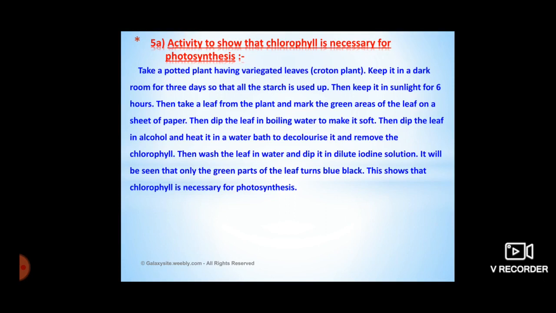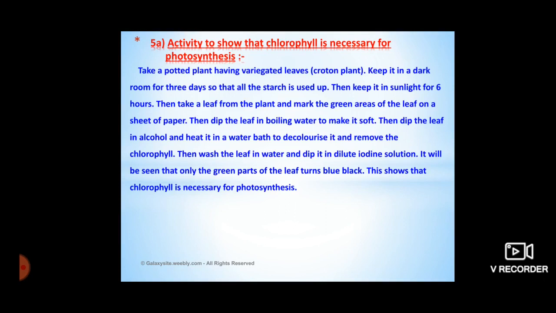Then take a leaf from the plant and mark the green areas of the leaf on a sheet of paper. After the completion of the 6 hours duration, we have to pluck the leaf and mark the green areas wherever they are present in the leaf, and after that dip that leaf into boiling water for a few minutes.